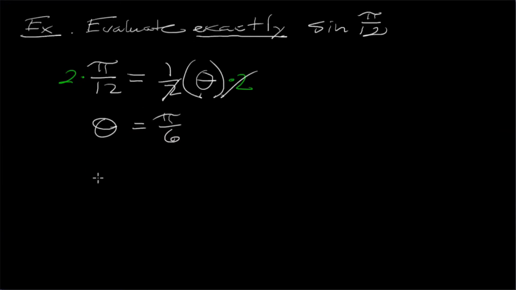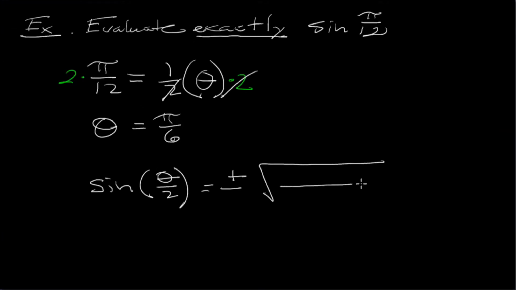And the half-angle identity says that the sine of theta over 2 is equal to plus or minus the square root, and I think it's over 2. Is that right? You guys have it in front of you? Okay, over 2. And it's going to be 1 minus cosine of theta. All right, so this is the identity I'm going to use to solve this problem.